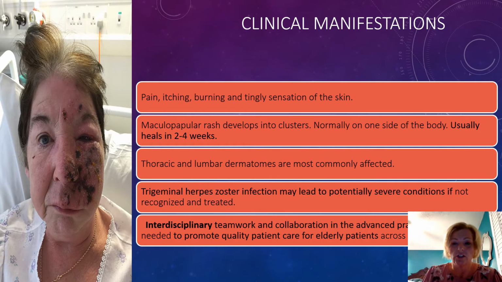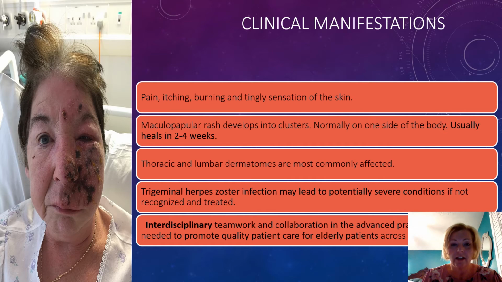Clinical manifestations, which is how the patient is going to present to you. There will be pain, itching, burning, and a tingling sensation of the skin. The pain may be present for several days before the rash appears. Once the rash appears, it will be a maculopapular rash that develops into clusters, oftentimes turning into blisters, normally on one side of the body and usually heals in 2 to 4 weeks.